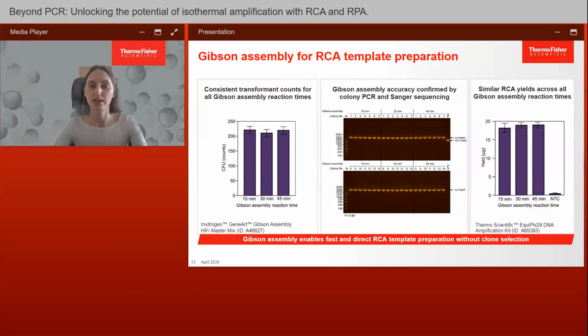So then we used 1 microliter of unpurified Gibson assembly products directly for RCA. So no cleanup, no purification, and RCA was efficient with consistent DNA yields. So what does it mean? Basically, you can perform Gibson assembly in just 15 minutes, skip purification, and go straight into RCA. And this makes the whole workflow fast and efficient. However, you should keep in mind that for more complex assemblies, clonal selection may be necessary to ensure correct RCA product formation.